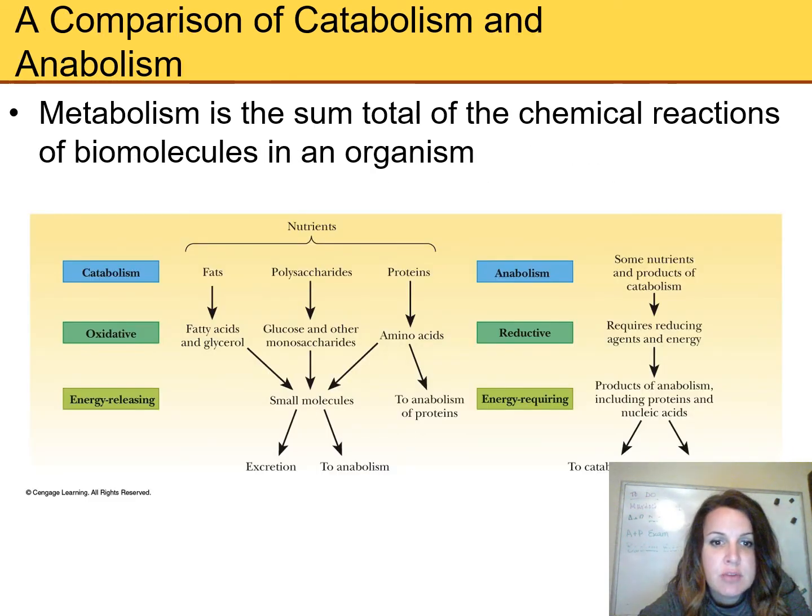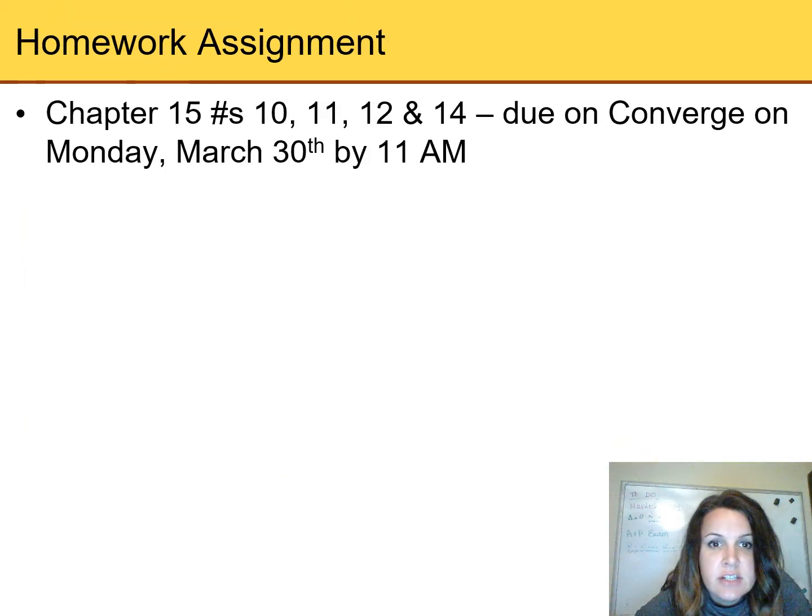We see that catabolism is the breaking down of large biomolecules into smaller biomolecules. And we'll talk about oxidative and reductive reactions in the next PowerPoint. But catabolism is typically oxidative and energy releasing, or exergonic. In contrast, anabolism takes smaller molecules and builds them up, or synthesizes larger molecules. This is usually reductive and it requires an input of energy, so it's called endergonic. That's the end of chapter 15.